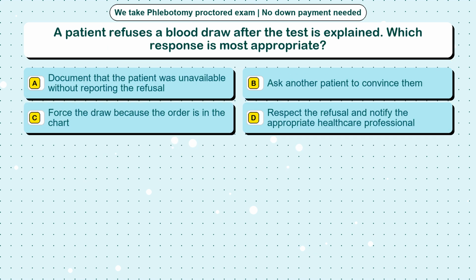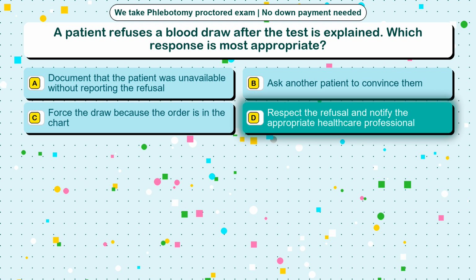Question 38. A patient refuses a blood draw after the test is explained. Which response is most appropriate? Option A. Document that the patient was unavailable without reporting the refusal. Option B. Ask another patient to convince them. Option C. Force the draw because the order is in the chart. Option D. Respect the refusal and notify the appropriate healthcare professional.